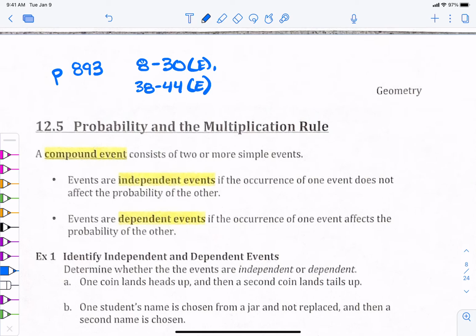Anyway. Yeah, exactly. Probability of the multiplication rule. If you want to use your cheat sheet, you sure can. Multiplication rule. Let's review the two things that have to take place in order to multiply.